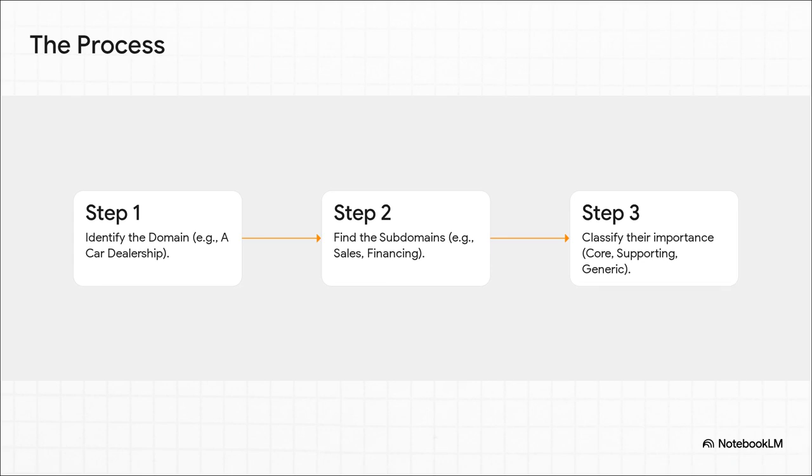So let's say it's a car dealership. Then the magic happens. You start looking for the different parts of that business. We call these subdomains. And you realize, hey, sales is a totally different world from financing, which is completely different from the service department. You stop seeing it as one big blob.